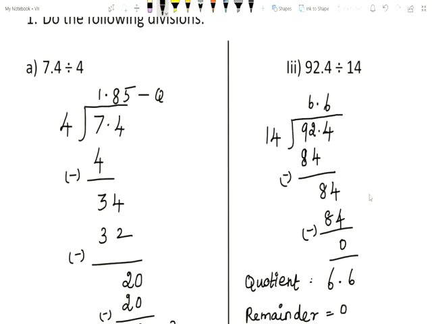Do you understand, children? 92.4, we are going to divide by 14. How many times does it occur? 6 times. 6 into 14, 84. After subtracting, we are getting 8. And see here, the decimal point is there. Keep the decimal point and take the next digit. Now it becomes 84. How many times does it occur? 6 times. 6 into 14, you get 84. After subtracting, what you are getting? 0. So now the quotient is 6.6. Remainder is 0. Do you understand, children? Shall I move on to the next question?